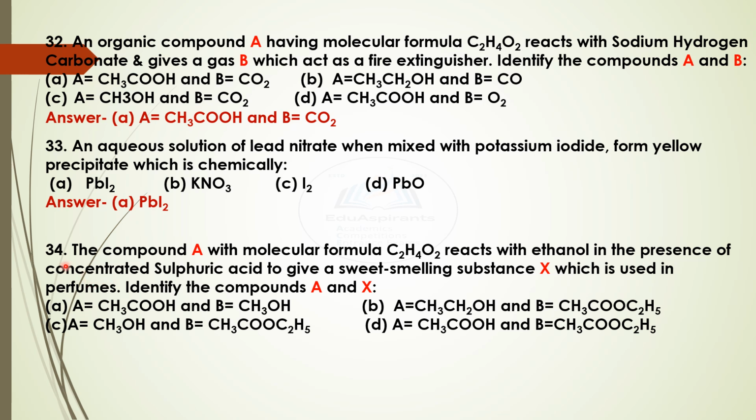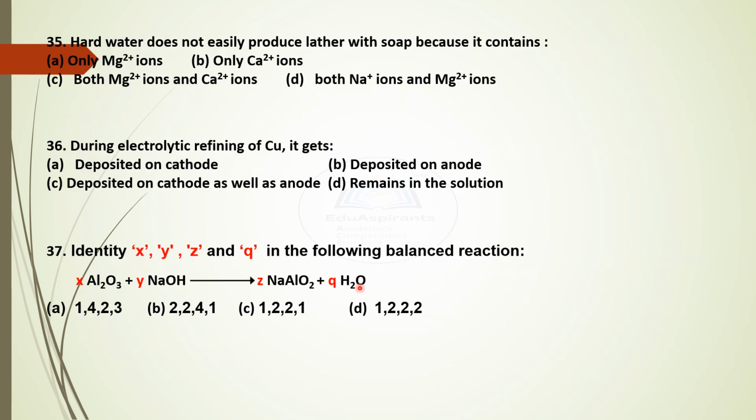Next question. The compound A with molecular formula C2H4O2 reacts with ethanol in the presence of concentrated sulfuric acid to give a sweet smelling substance X which is used in perfumes. Identify the compounds A and X. Mark your choice. Done it? The correct choice is A is equal to CH3COOH and X is equal to CH3COOC2H5. That is choice number D.